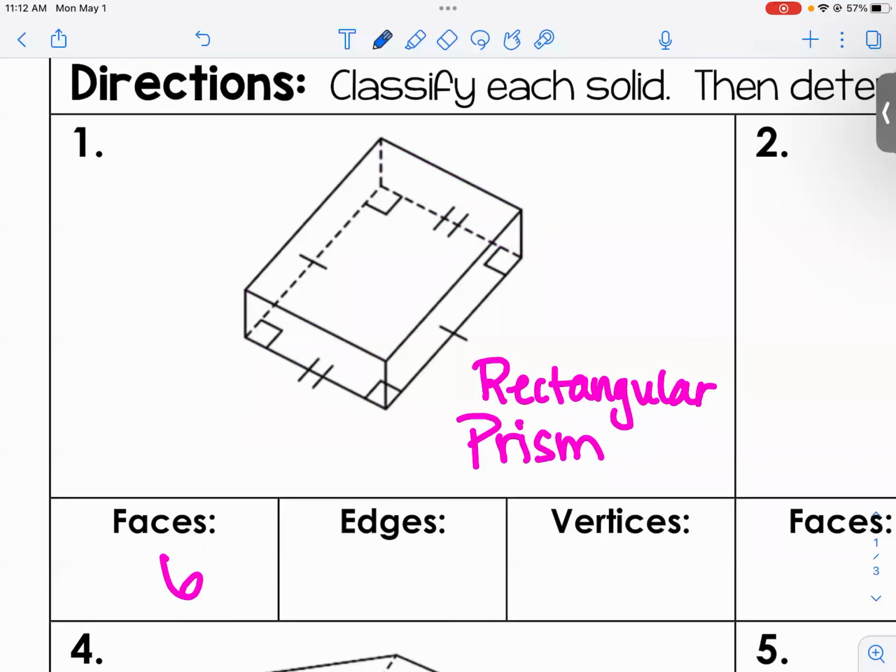Okay. I'm going to jump over here to vertices. What do you think I mean by vertices? Where they meet. Okay, all of our corners. So let's count. I'm going to label them 1, 2, 3, 4, 5, 6, 7, 8. 8 corners. Those are the vertices.